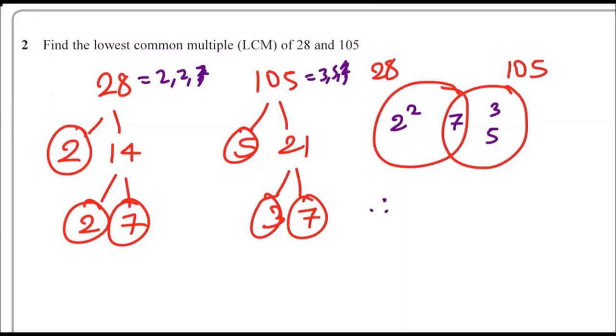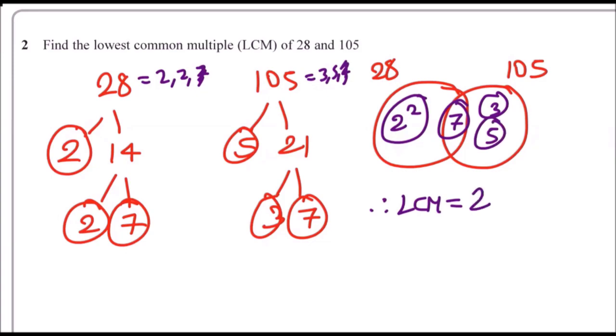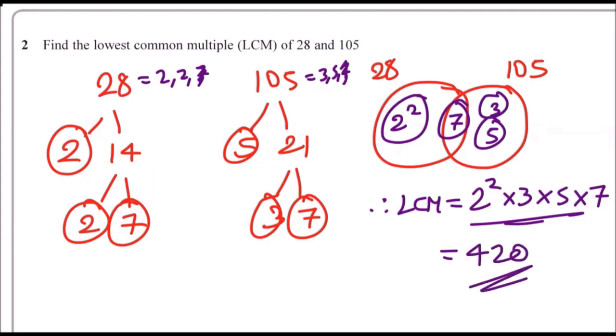So we say, all right, therefore, the LCM is going to be 2 squared times 7 times 3 times 5. And that's it, guys. This is your answer. And just in case it doesn't say leave it in this form, I will just put this in the calculator and you should get 420. And that's it. That's 2 done.